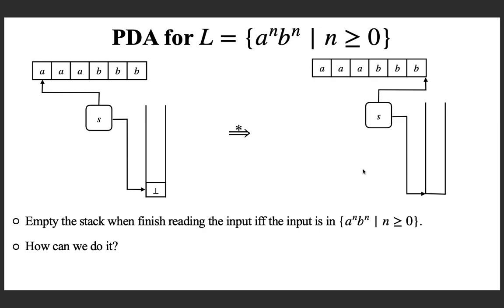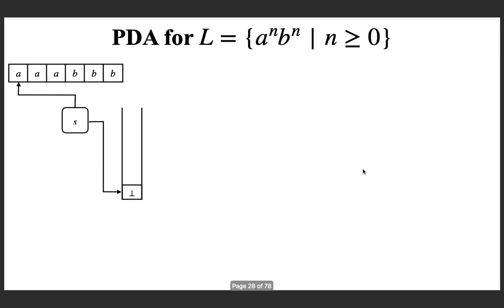How can we do it? What is the idea? Not difficult. You want to count the number of a's and the number of b's and see that the counts are the same. You can try to use the stack to count the number of a's. For every a you see, you push a symbol onto the stack, say capital X. And no need to change state, you just count the number of a's.